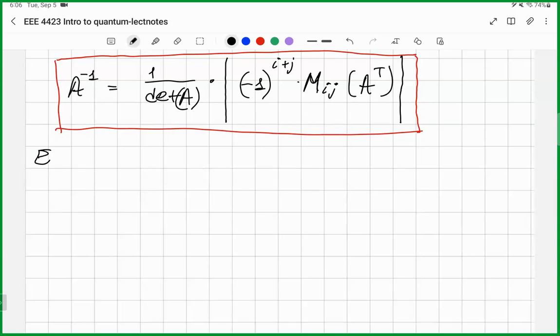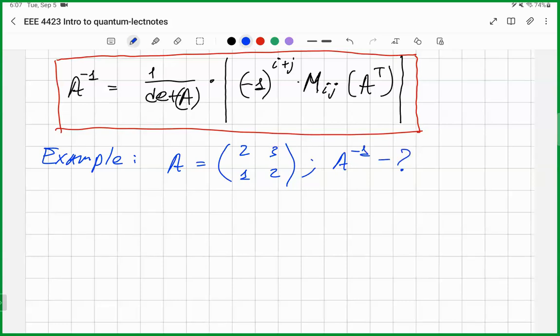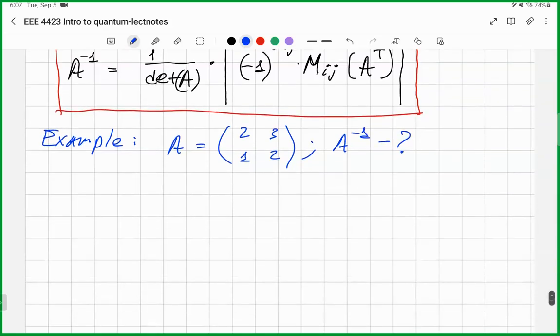So I use blue for examples. Example. So for the example, let's consider a matrix A with components 2, 3, 1, 2, for example, right? And the problem is to find the inverse matrix. What is the inverse matrix to this one?